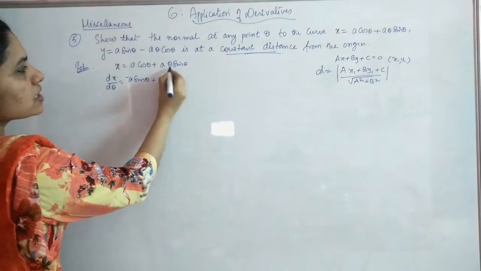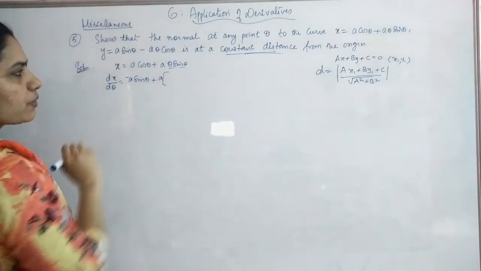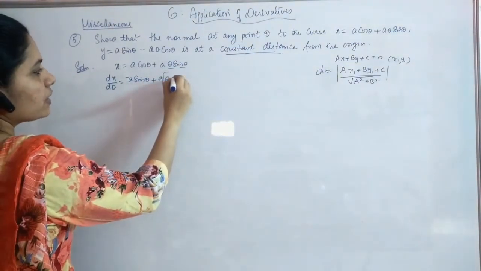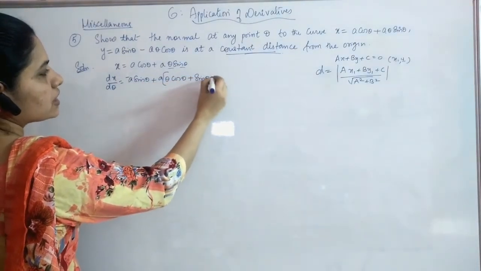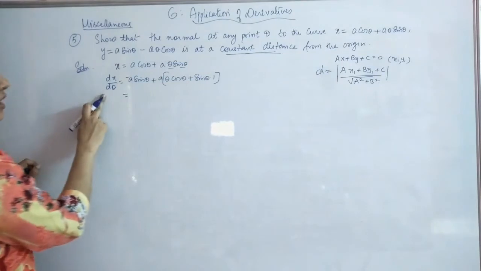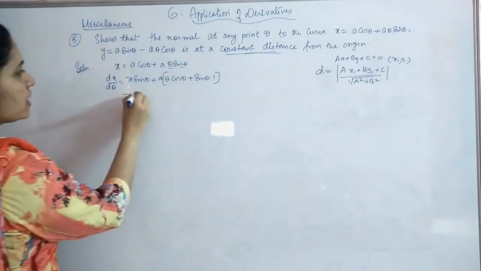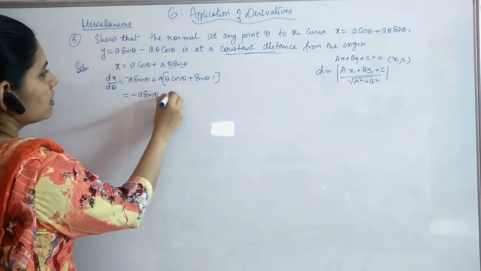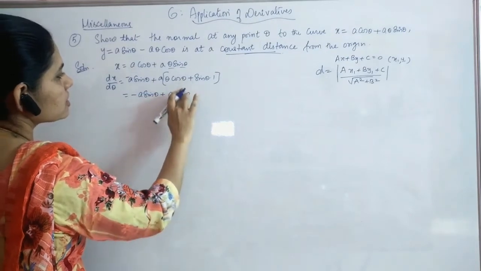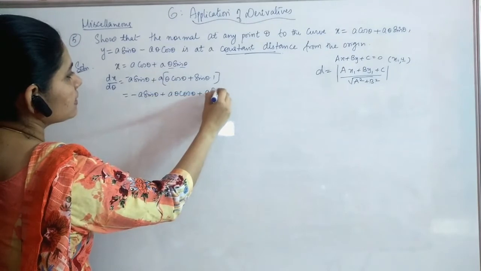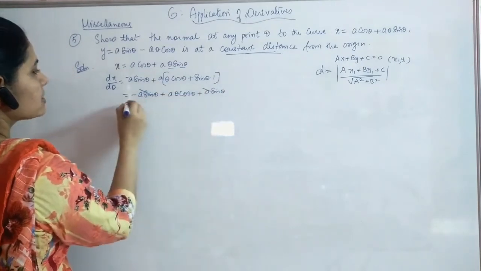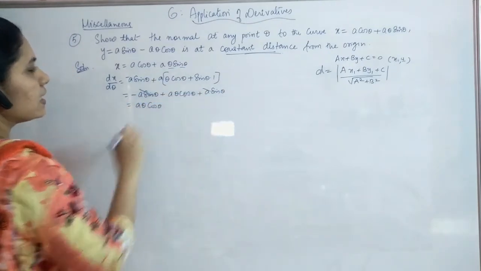plus a into, this is actually a product of two, so you have to use the product rule. Theta into the derivative of sin theta, cos theta, plus sin theta into the derivative of theta, which is 1, because you are differentiating with respect to theta. So you get minus a sin theta plus a theta cos theta plus a sin theta, so these two get cancelled and you get a theta cos theta as dx by d theta.